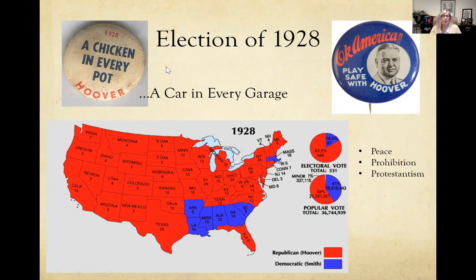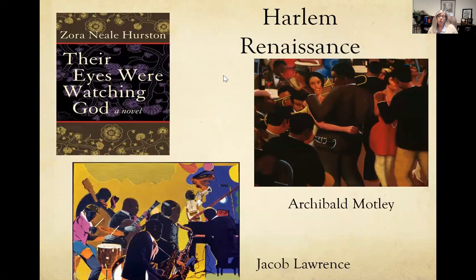So notice his campaign, a chicken in every pot, a car in every garage. So he's talking about that there's access to all of these consumer goods. We're not fighting a foreign war at the time. And so this is something that is very popular. But notice that the Deep South, once again, is voting for the Democrat. In this case, it was Al Smith. And, you know, they're just not going to vote Republican because of this idea of the Republican Party and Abraham Lincoln.